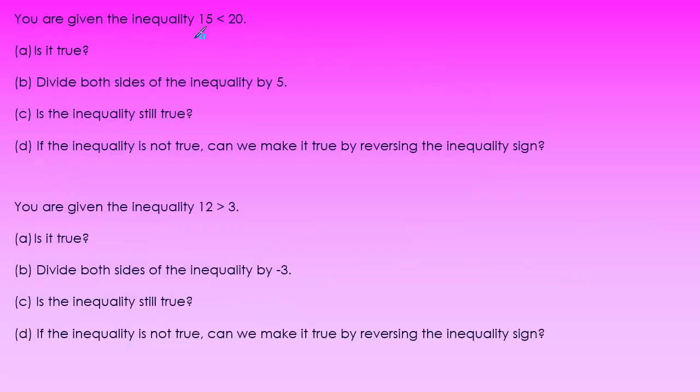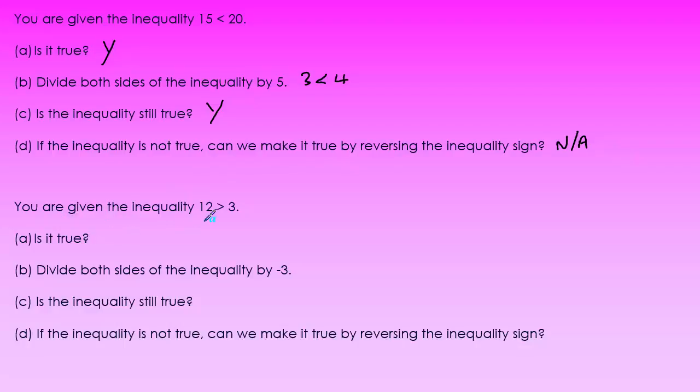You're given the inequality 15 is less than 20. Is it true? Yes, it is. Divide both sides of the inequality by 5. So 3 would be less than 4. Is that still true? Yes. If the inequality is not true, well, it was true, so that's not applicable.